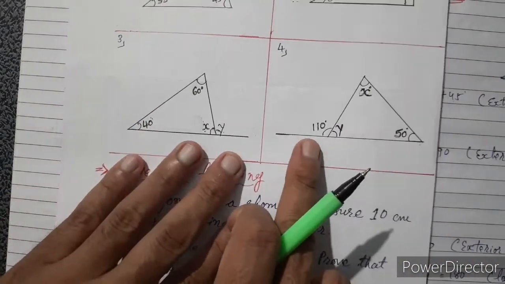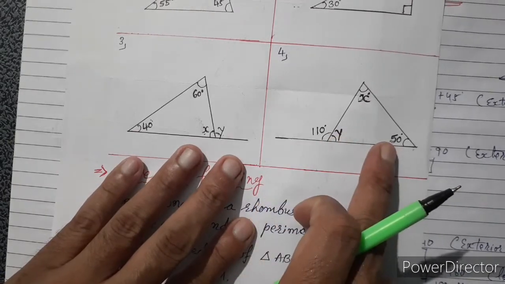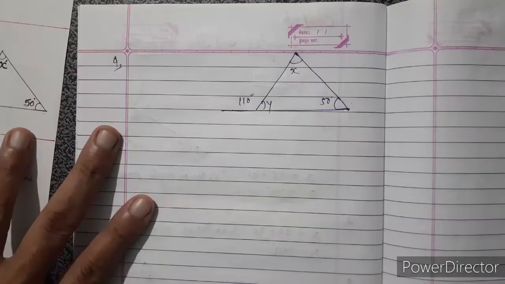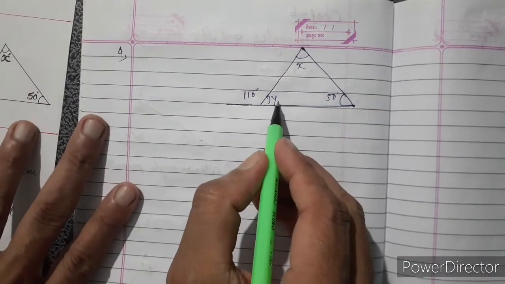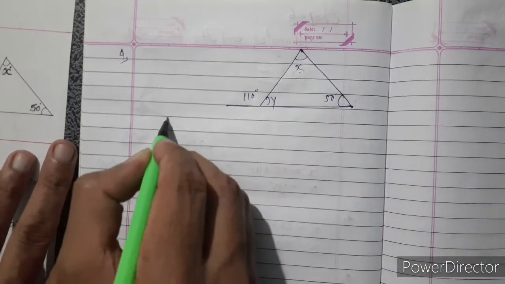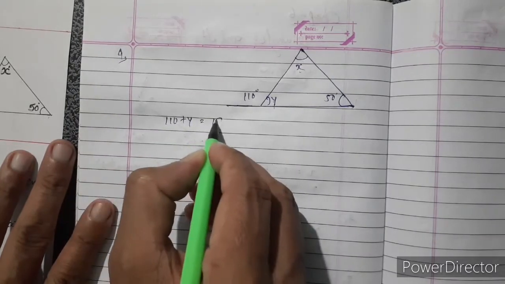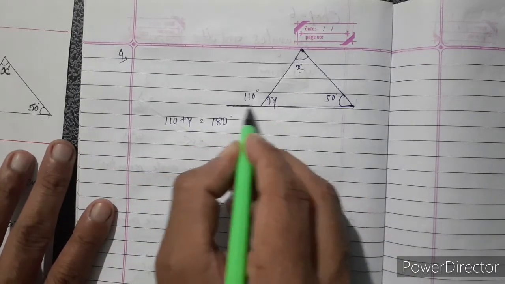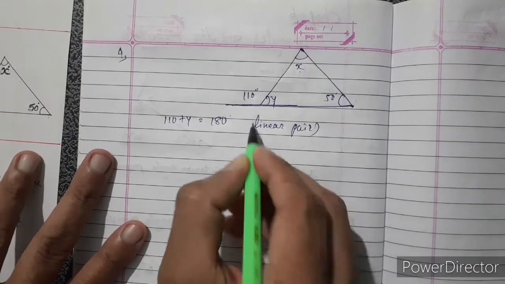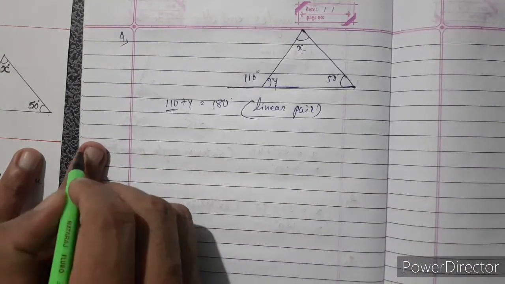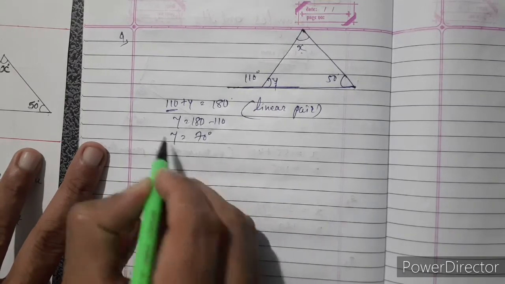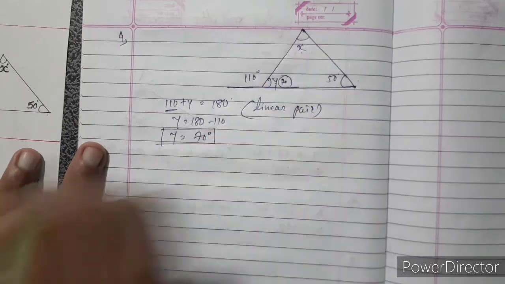Look here. 110 is there, x, y and 50 are there. Now we draw the diagram. You find y first, or x, whichever. Here we find y. Look, 110 plus y equal to 180 because they are a linear pair and make a straight line here. So linear pair. Change the side of 110, so y equal to 180 minus 110. y equal to 70 degrees.